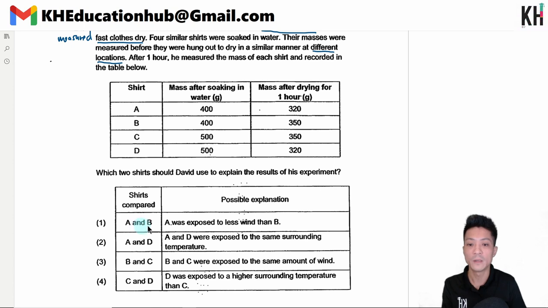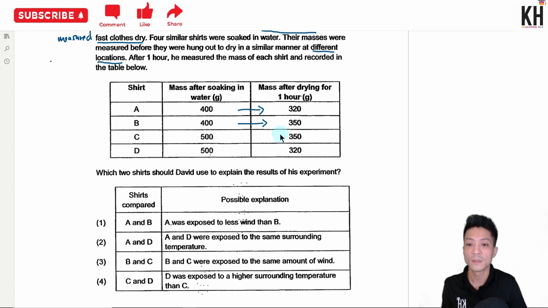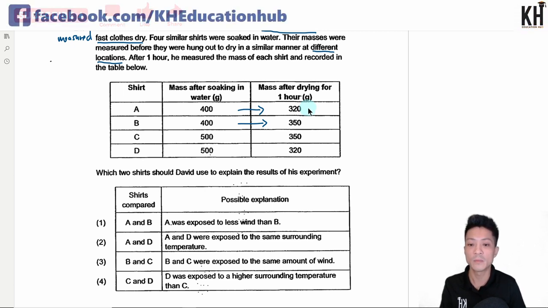Is it A and B? Okay, A and B. A was exposed to less wind, but that is wrong because if you compare between A and B, right? A, the mass became lower, which suggests that it becomes more dry. That means there's less water and it should be exposed to more wind, and not less wind, so option 1 is out.